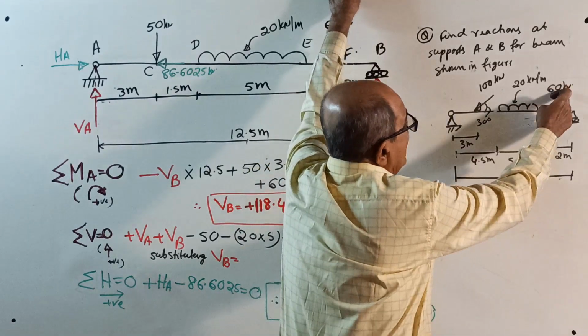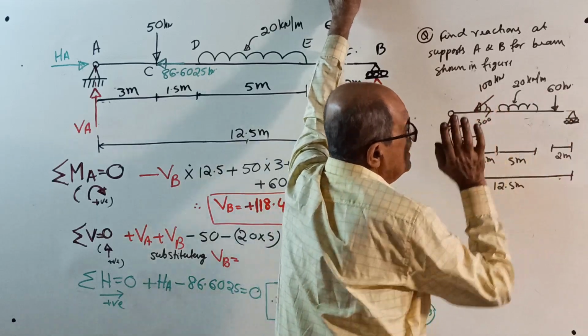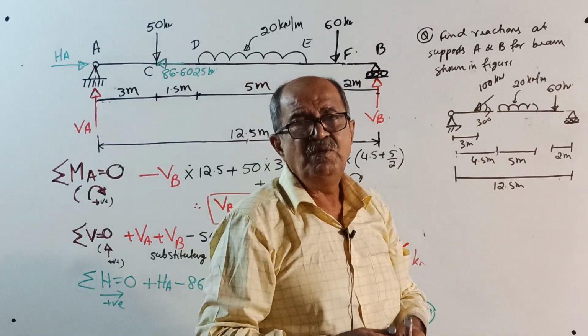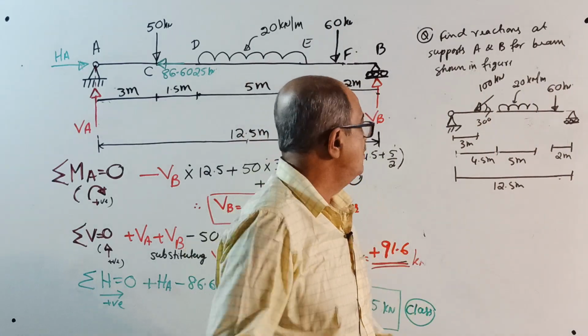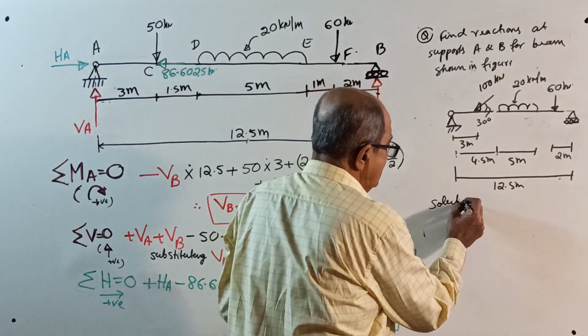And one more point load, downward load of 60 kN at 2 meter from right end. This is the beam for which you have to find support reactions. Okay, now solution, systematic solution. I will tell you why this is very important.